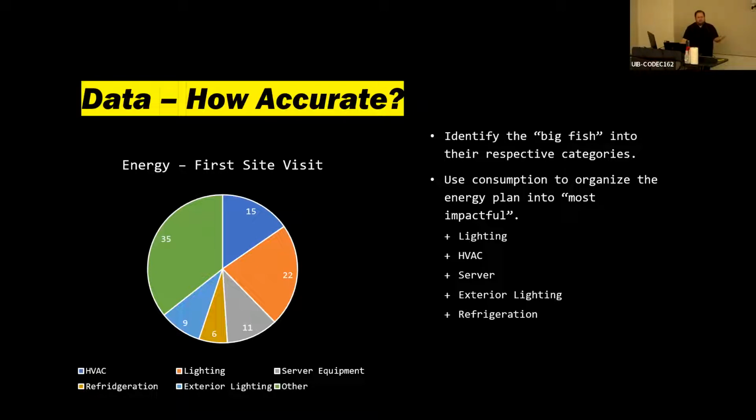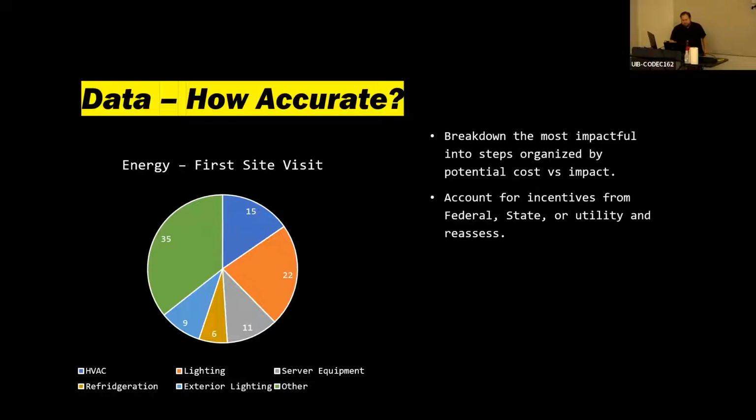Exterior lighting is always another good one. So upgrading to LED, having a lighting schedule, or installing an exterior photo cell that will basically just look at the time of day in regards to the lighting levels and decide when to turn on and turn off. And the other important thing to account for when you're proposing these upgrades or changes to your client is to account for incentives from the federal, state, and local utility level. That will definitely help your argument.